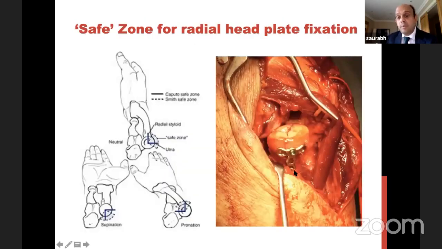So if you decide to do a plate, there is this concept of the safe zone. Basically, the radial head is an oval structure, number one. Number two, it is a circle of 360 degrees. So this 120 degrees is your safe zone. What it means is this part of the radial head, whether you fully pronate or supinate, never comes in contact with your sigmoid notch. So if you put a plate in the safe zone, there'll be no impingement.